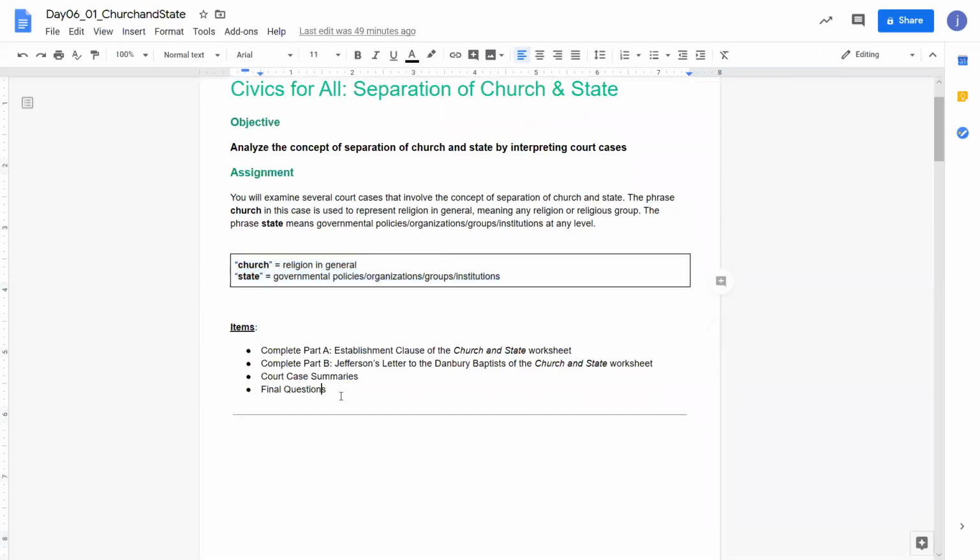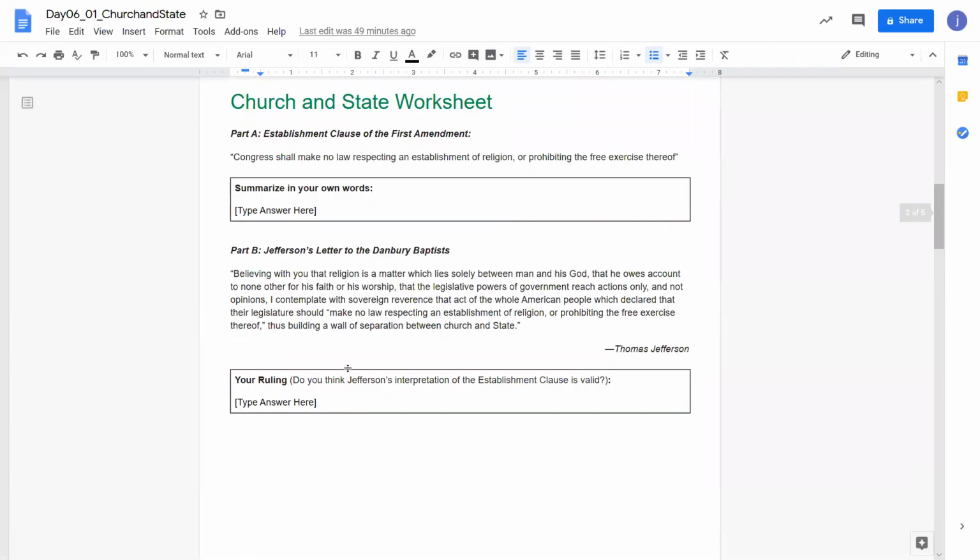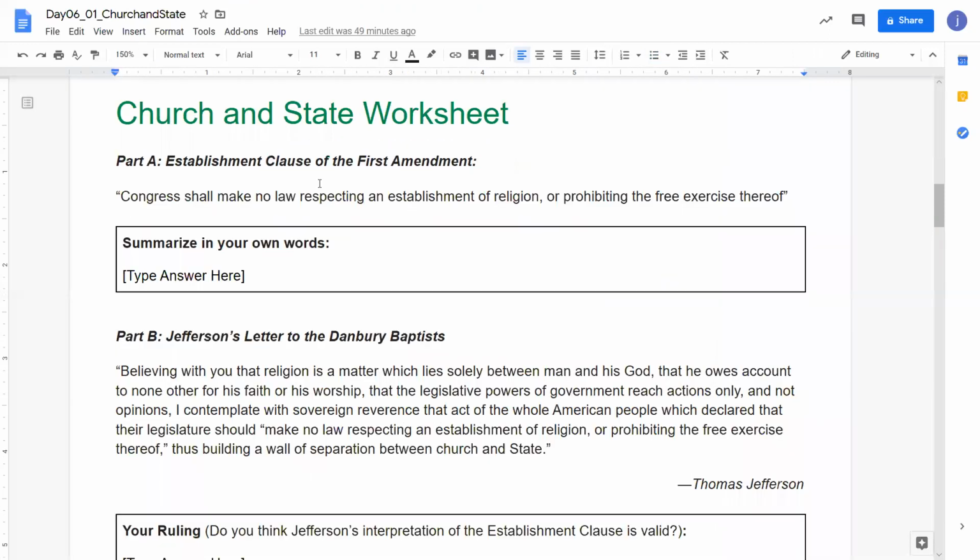And these are going to be the items that you'll be completing. It looks like a lot, but it's actually not that much. I'll show you parts A and B and the court case summaries, and then the final questions will be in the second part. Okay, so this is parts A and B, the church and state worksheet. I'm going to zoom in a little bit.